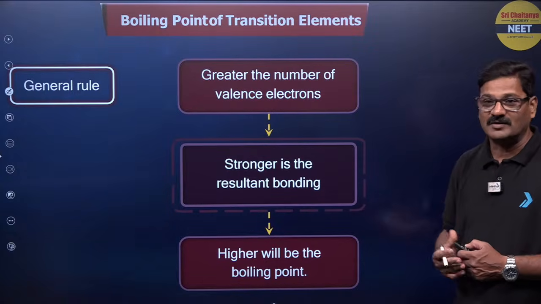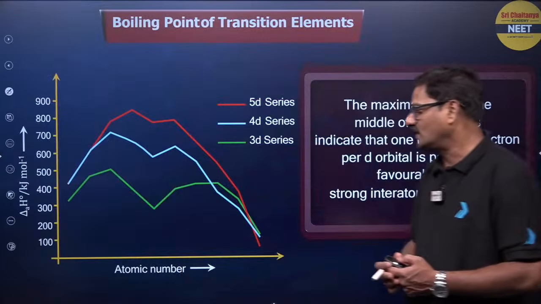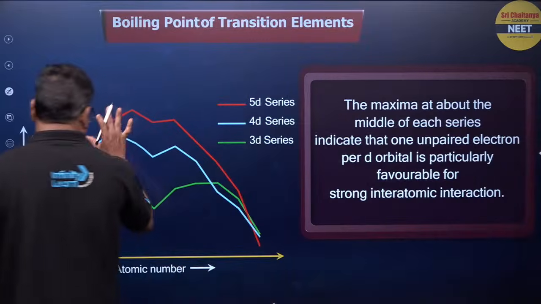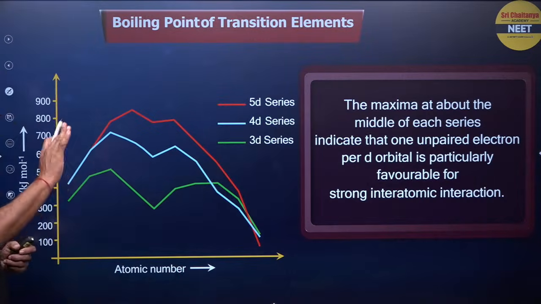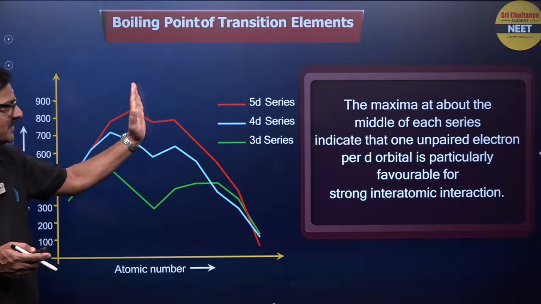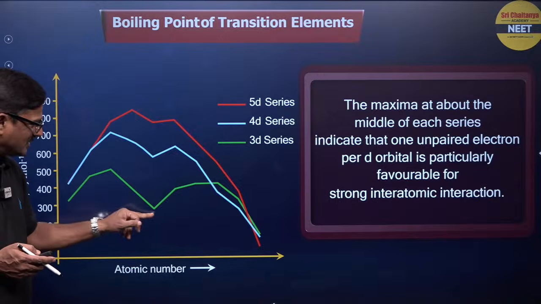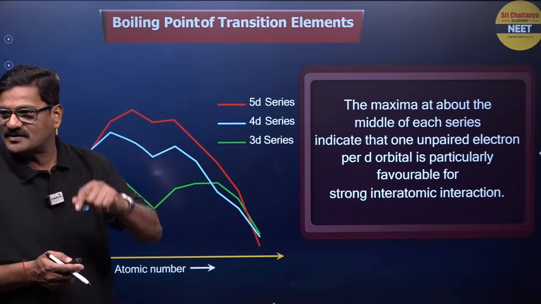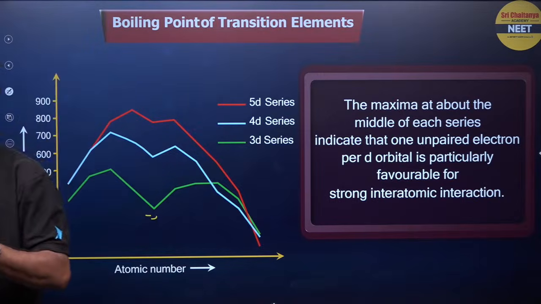So you can take mercury in that action. So you can see again in the same way increased and decreased. 3D, 4D, 5D series, maximum about the middle because it goes up to D5, but exceptions are also there. Let's see the exceptions.